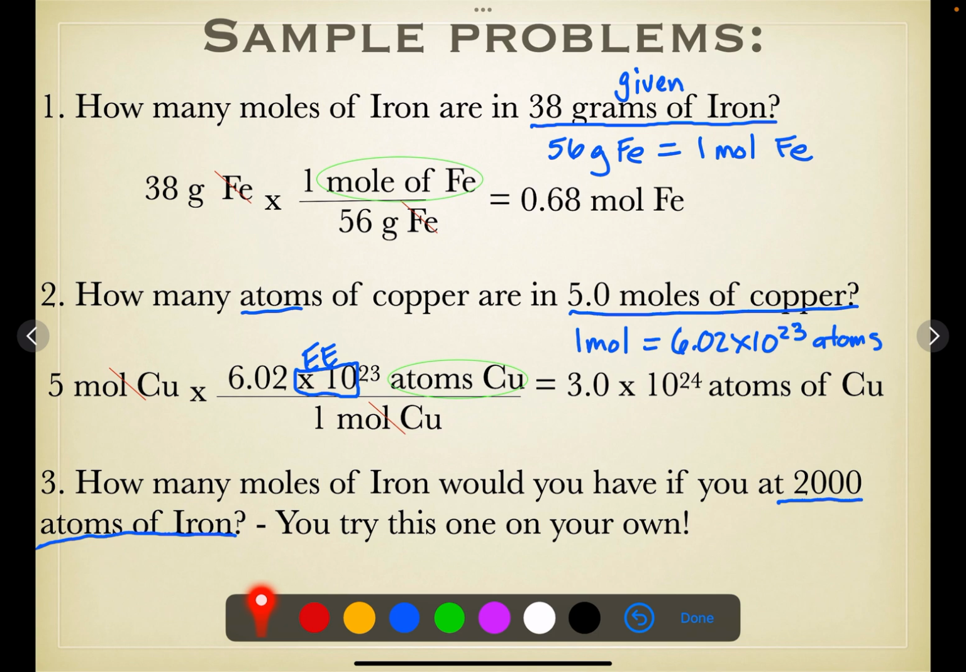Okay, so if you don't get a negative exponent, definitely shoot me an email or something so we can talk about what happened on that one. Okay, so you can pause the video, finish that one, and then come back, and I'm going to move on to the next one, which is molar mass for compounds.